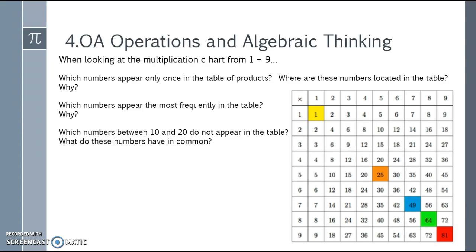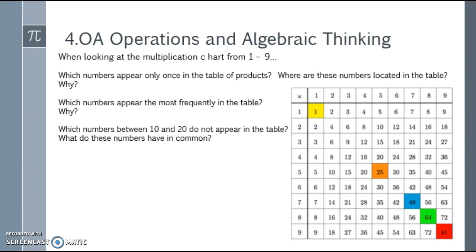So I've highlighted the numbers that only happen one time. The numbers are 1, 25, 49, 64, and 81. These numbers only happen one time. These numbers make sense because a number such as 48, which is 6 times 8 and not on the diagonal, also appears as 8 times 6. This is the commutative property of multiplication, and several of these squares happen.